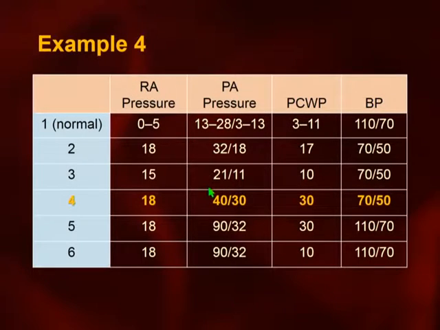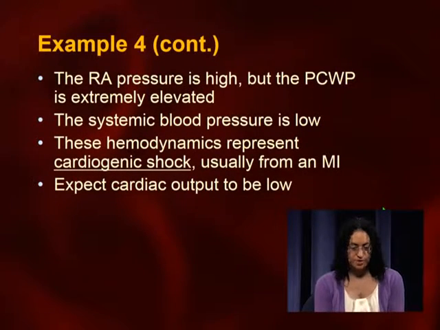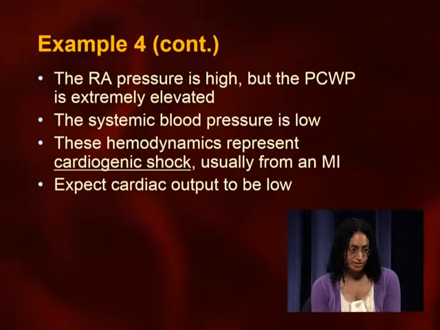Now looking at example 4, the RA pressure is very elevated at 18. The PA pressure is moderately elevated, 40/30. The wedge pressure is quite high at 30, and there's systemic hypotension. So what can cause that? So the RA pressure is high, but the wedge is extremely elevated. You know there's something that's got to be going on in the left heart too. And this patient is hypotensive.